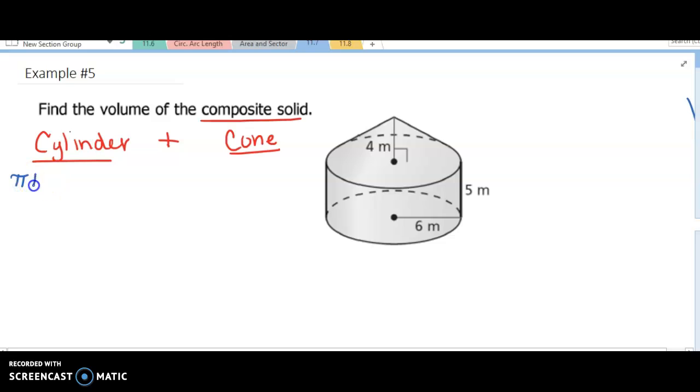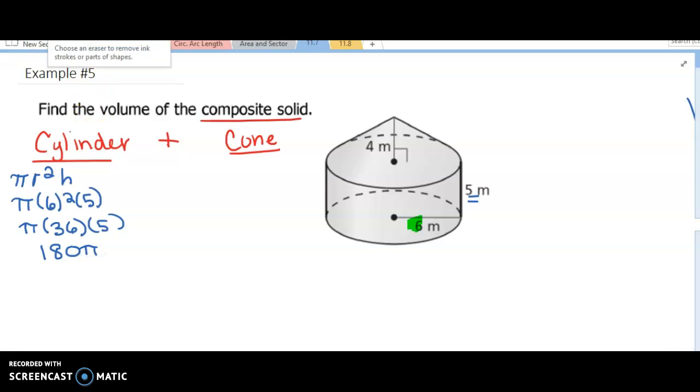The volume of the cylinder is pi r squared times h. Here's my radius, so pi times 6 squared. My height of the cylinder is 5. So pi times 6 squared is 36 times 5. And 36 times 5 is 180 pi. So the volume of my cylinder is 180 pi.